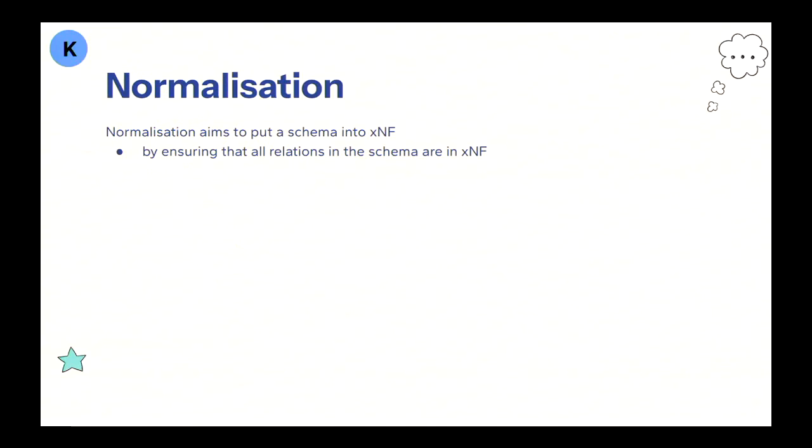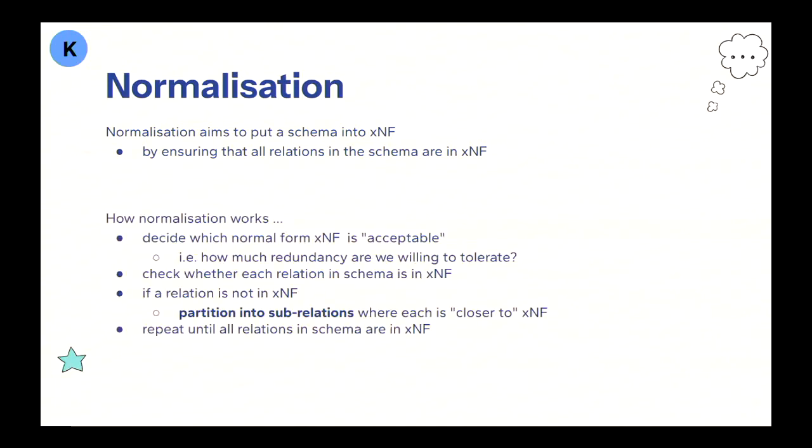And now that we have learned the definition of normal forms, and remember our final goal is to do normalization, is to remove redundancies. And let's have a look at how we can do this. So normalization aims to put a schema into a normal form by ensuring that all the relations in the schema are in that target normal form. So this is normally how this normalization works.